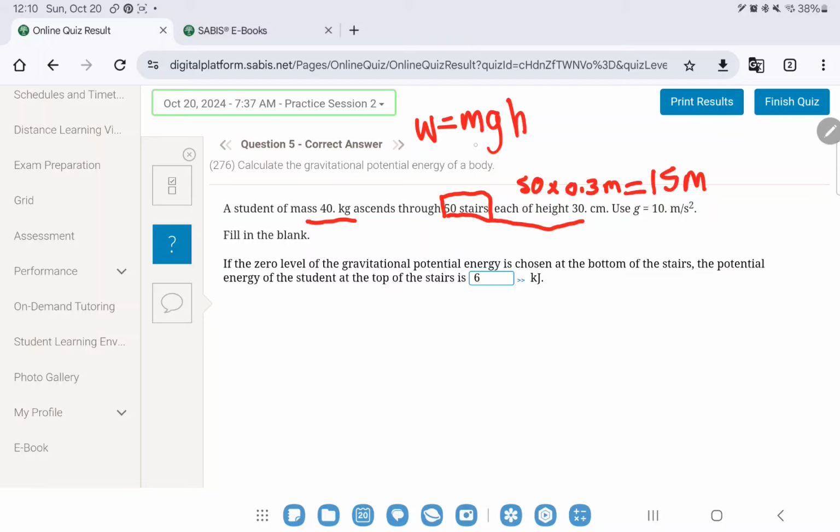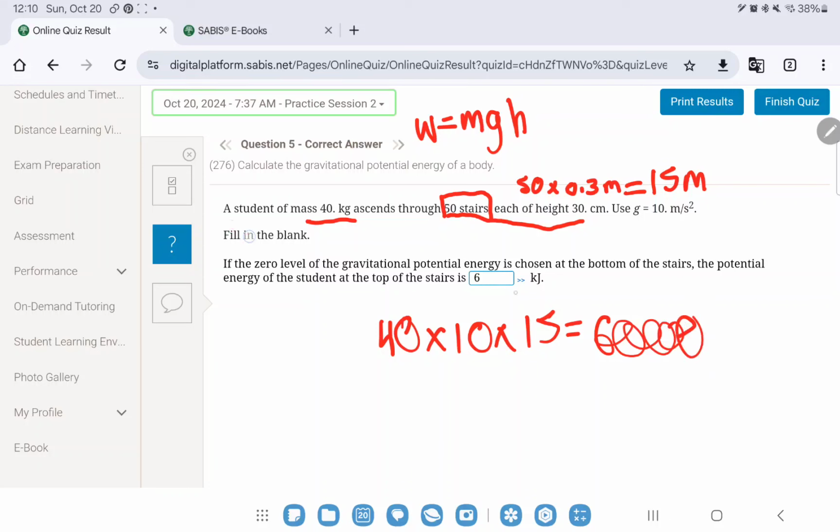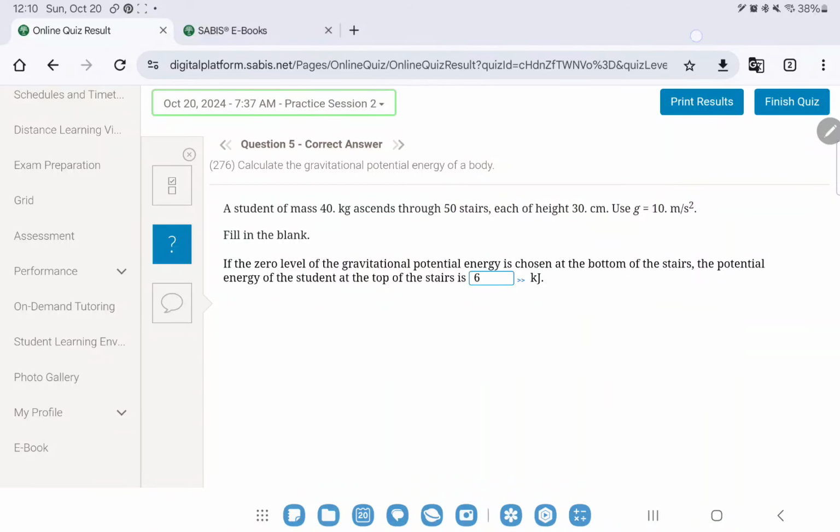Now we have our height, we have our g, we have our mass. So 40 times 10 times 15 is gonna be 40 times 15 times 10, which is 6,000. And they want it in kilojoules, so you remove 3 zeros, it is just 6. And that's it for this question. Let's move on to the next one.